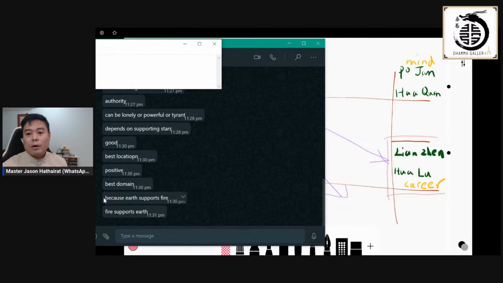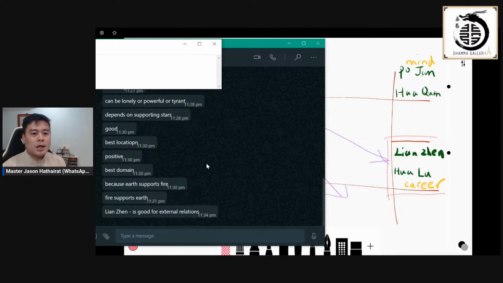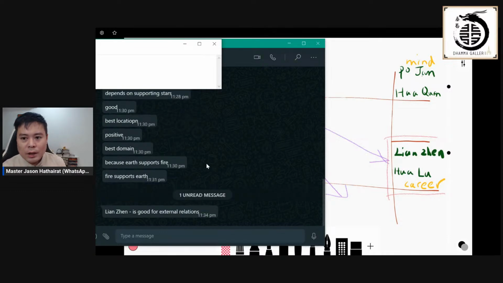Yes, you are very correct. Because Earth supports fire, that's a very good point, and fire supports Earth. So now perhaps you would like to give it a try. Tell me something about this person's career. Okay, if you are not too familiar, perhaps I will. Yes, Lian Zheng is good for external relationship.